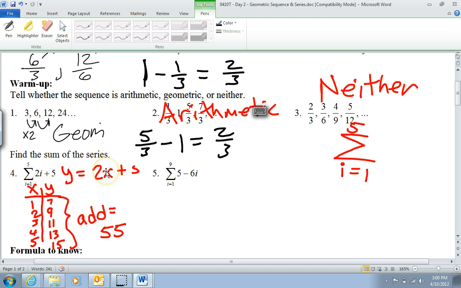When you look at problem number 5, it's sort of backwards, but it's still linear. Couldn't I easily write this as negative 6i plus 5? It's just backwards, but it's still linear. It's still mx plus b. So it's arithmetic.